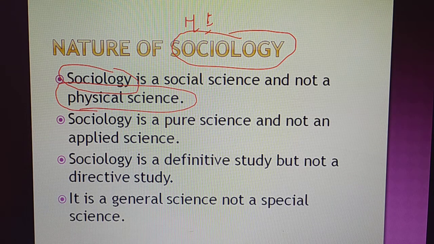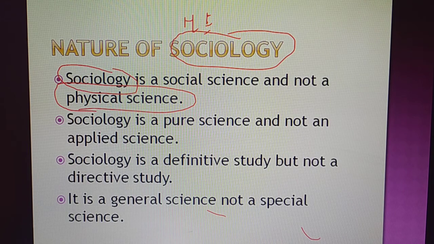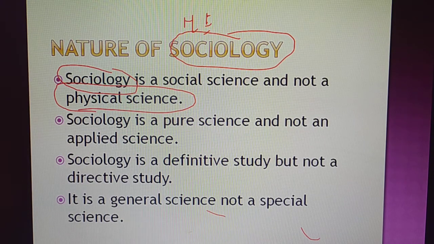Next, sociology is a definitive study, not a directive study, they are saying. Here sociology is a general science, we can say. Definitive means it will study the subject in a definite way. It is objective, not subjective. And social science is not a special science, they are saying. It is only a general science.